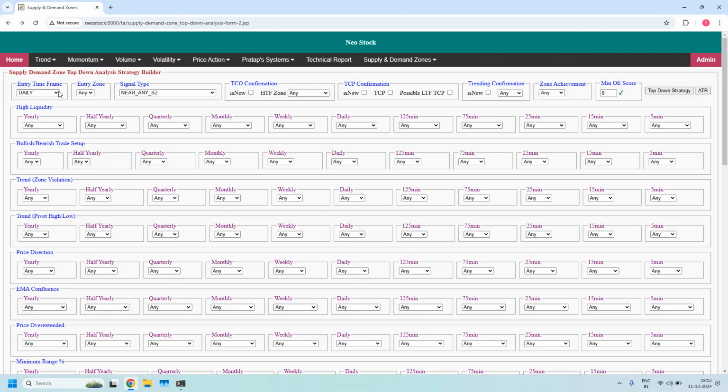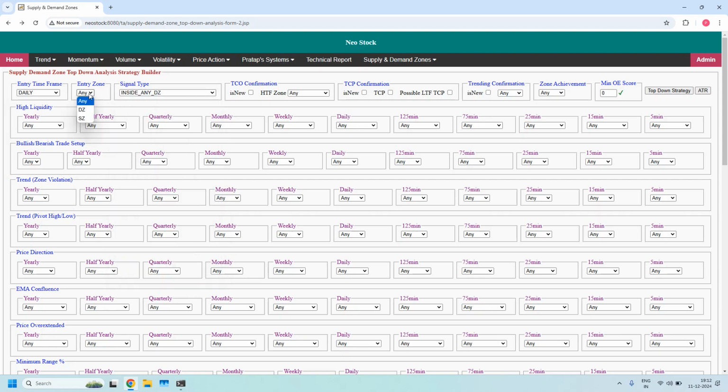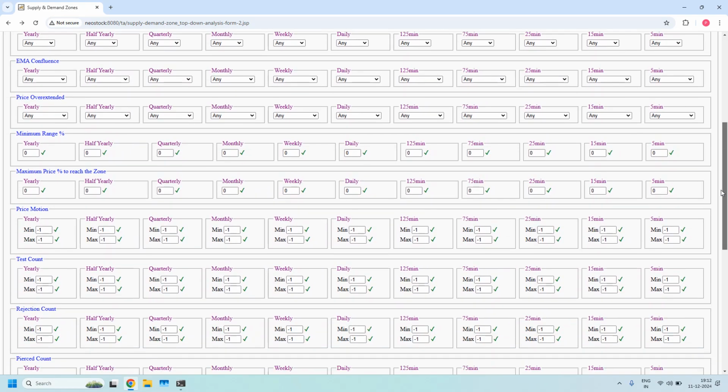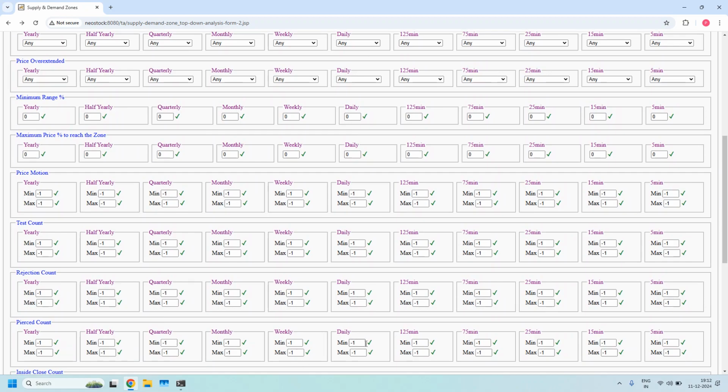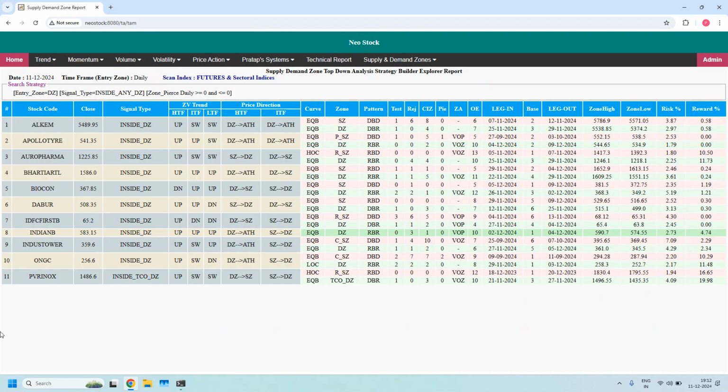Okay, next daily time frame. Price closed inside the daily demand zone. These daily demand zones should not be pierced. So in the pierced count, daily time frame, I am setting minimum value 0, maximum value 0. With this filter, we got 11 stocks. Price closed in the daily demand zones.